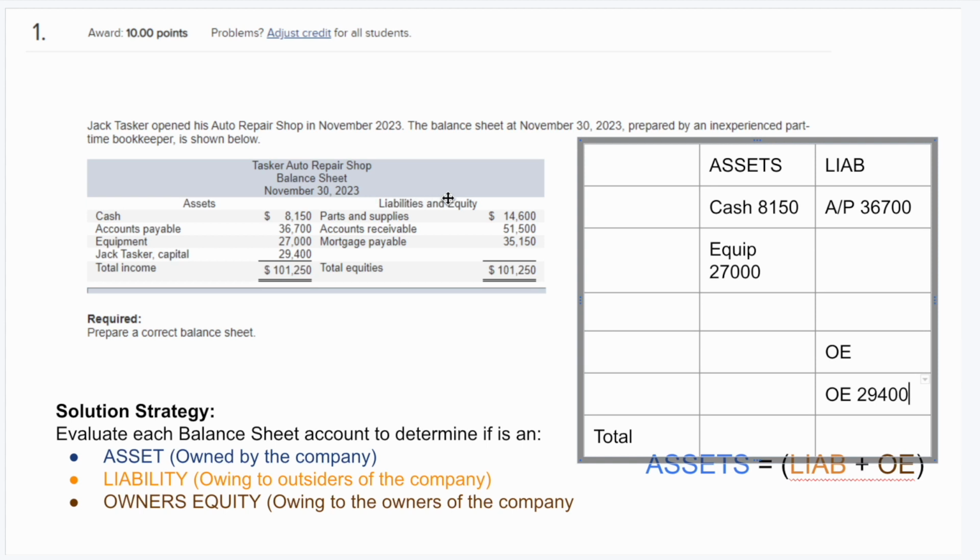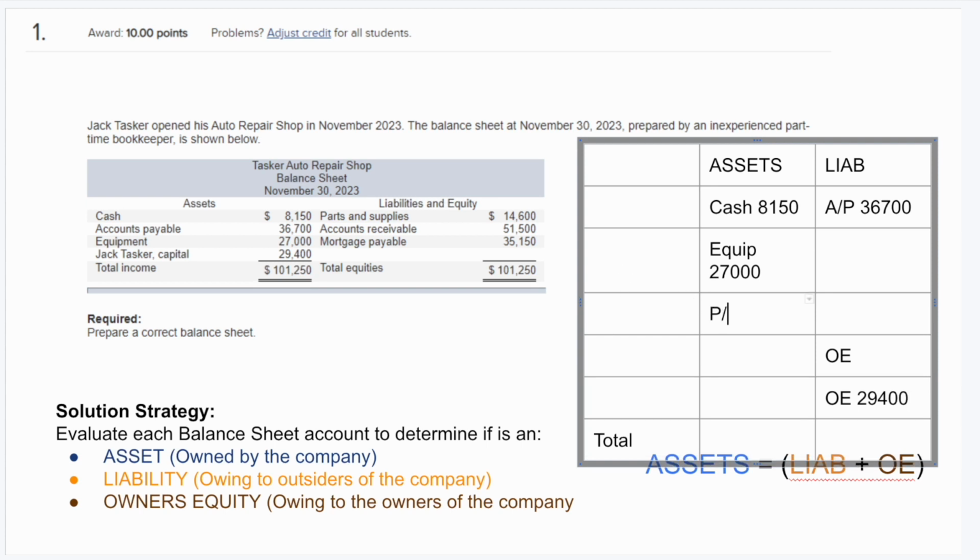Over in liabilities and equity, under this column here, they have parts and supplies, 1460, as a liability. Liability, keep in mind, is stuff that's owed to outsiders. Equity, stuff that's owed to insiders. Parts and supplies is stuff the company uses to do what it does. It's really an asset. So parts and supplies should be found under assets, and it's 14,600.